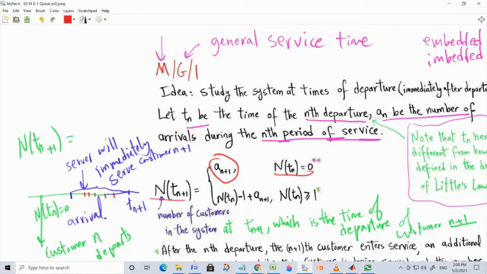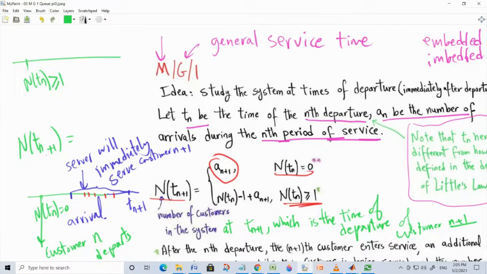And if A_{n+1} is equal to zero, then the server will be idle. Now, what if N(T_n) is greater than or equal to one? So we have another scenario, where N(T_n) is greater than or equal to one. So customer n is done, and there are still customers in the system. The server, after serving customer n, will immediately take one of those customers. We have N(T_n) of them, and the server will deliver the service.